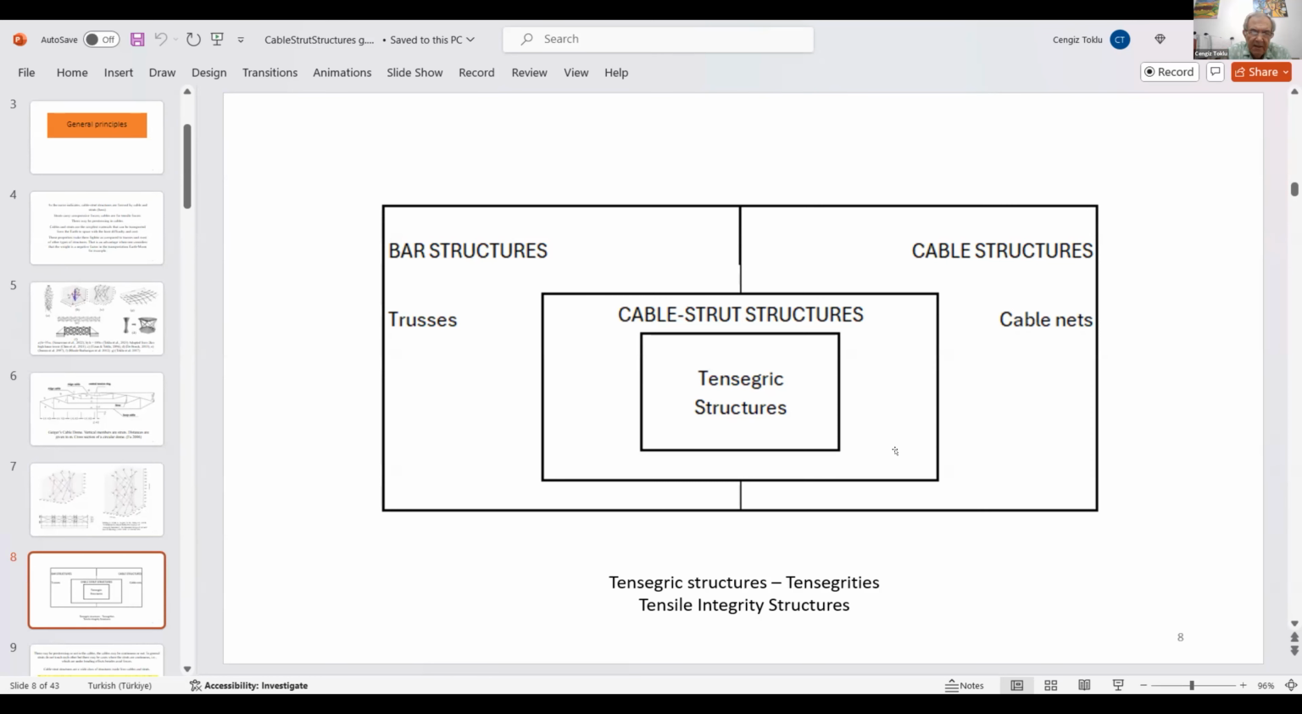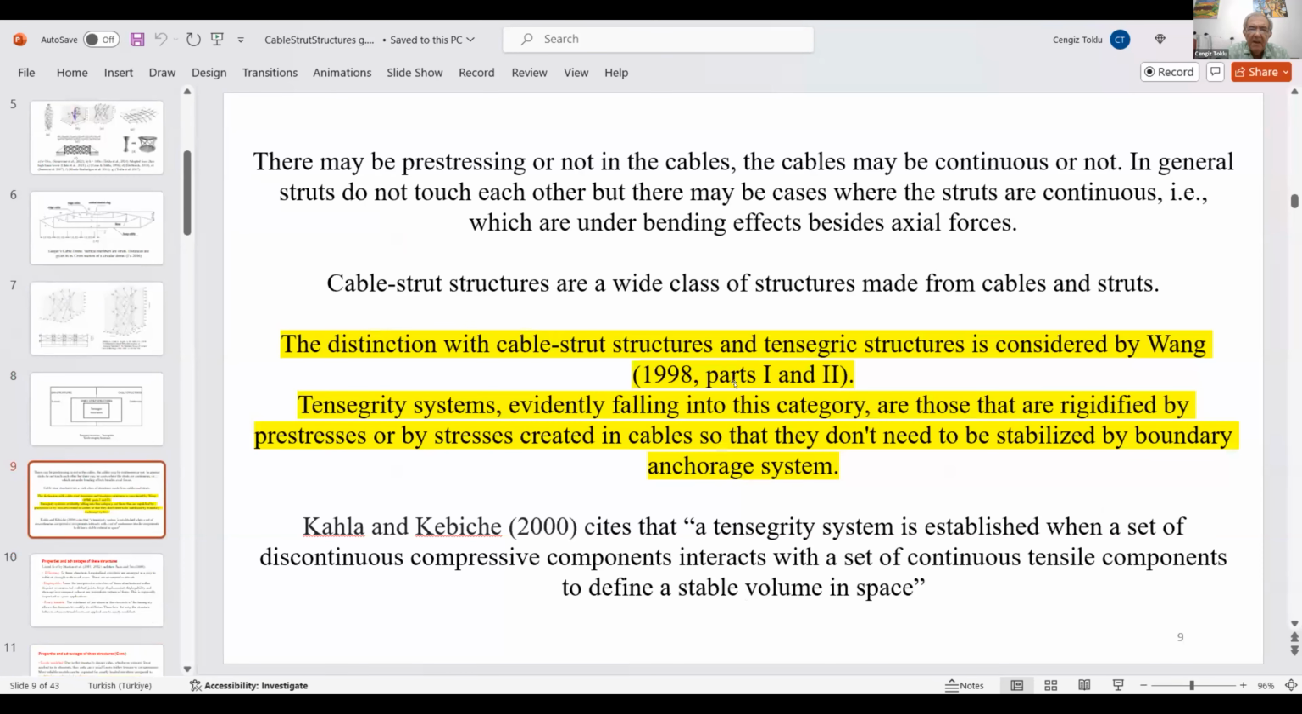But inside them, there is also another type of cable-strut structures, which are tensegrity structures. Tensegrity structures, or tensegrities, or tensile integrity structures, are such that all the connections are made at the nodes, so that between nodes there are not any connections. So tensegrity structures can be considered as a subspace of cable-strut structures. As we have said before, there may be prestressing or not in the cables, and that is very important to have the shape of the structures.